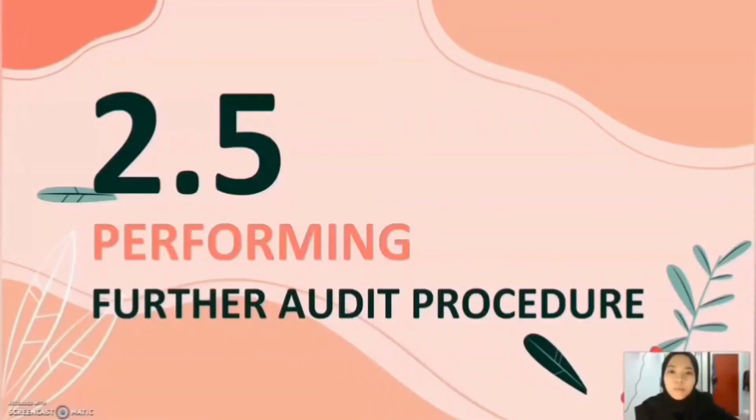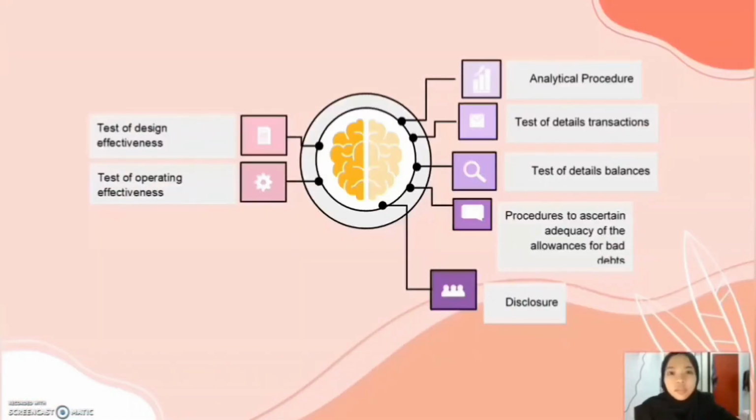Next, I will continue to performing further audit procedure. So in this topic, it will discuss the procedure that should be done by auditor to determine the effectiveness of their client's sales and receivable system. The procedure that can be done by auditor is the test of control and also substantive procedure. The test of control should be carried out prior to the substantive procedure.